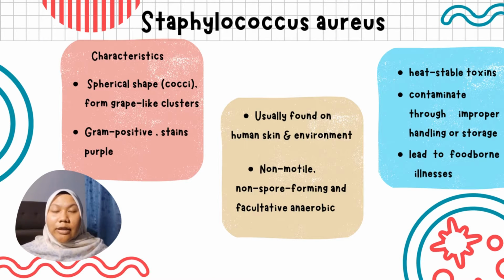Staphylococcus aureus is a gram-positive bacterium with several distinct characteristics. Firstly, it has a spherical shape known as cocci, and it typically forms grape-like clusters. It stains purple under a microscope due to its gram-positive nature. Staphylococcus aureus is usually found on human skin and in the environment. It is non-motile, does not form spores, and is facultatively anaerobic, which means it can survive with or without oxygen. What makes Staphylococcus aureus concerning is that it can produce heat-stable toxins, which contaminate food through improper handling or storage. This can lead to foodborne illnesses.